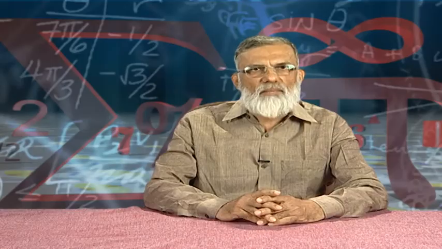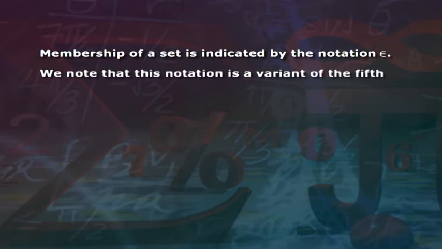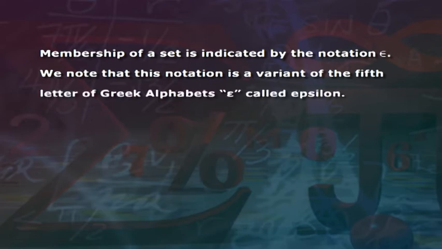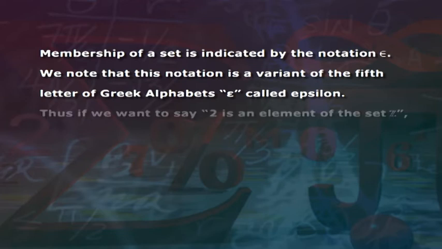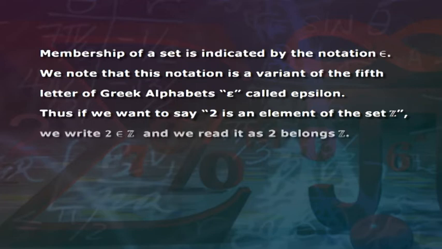The objects of a set are usually called elements. Membership of a set is indicated by the notation belongs to. We note that this notation is a variant of the 5th letter of the Greek alphabet, epsilon. Thus, if we want to say 2 is an element of the set Z, we write 2 belongs to Z, and we read it as 2 belongs to Z.